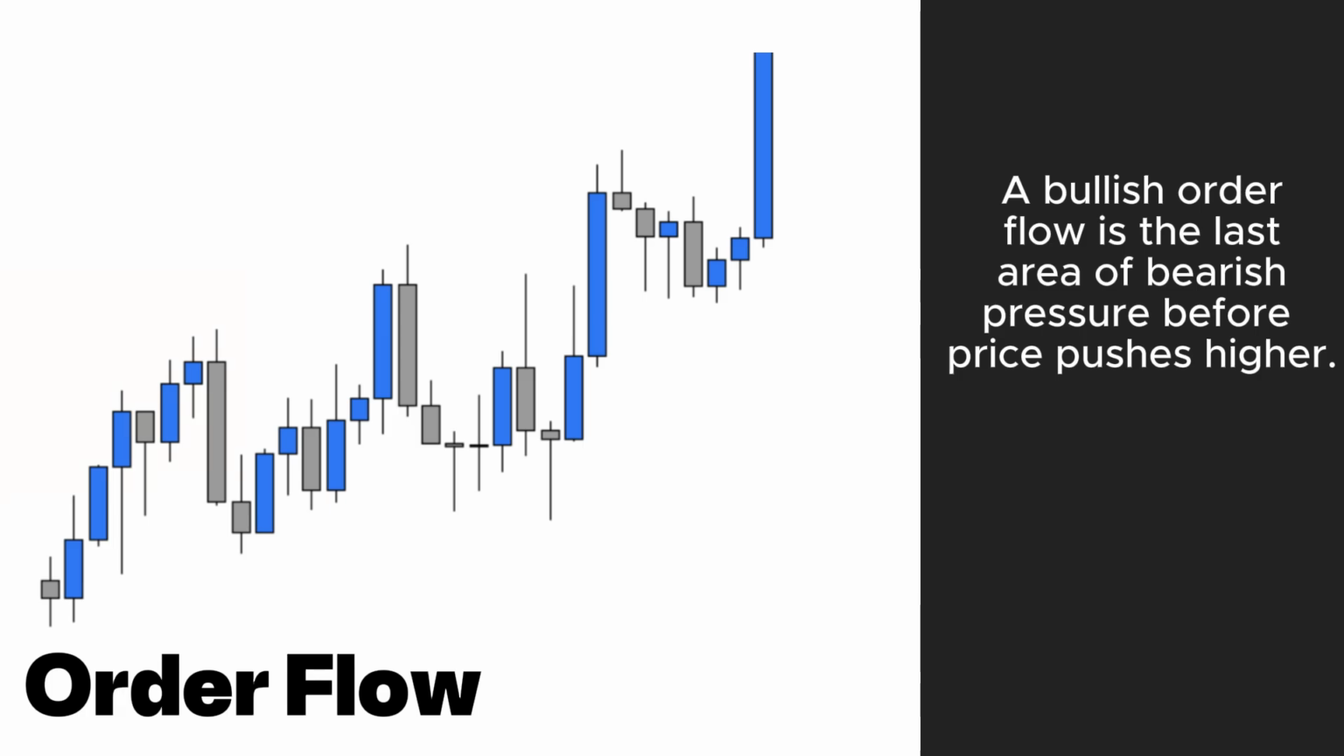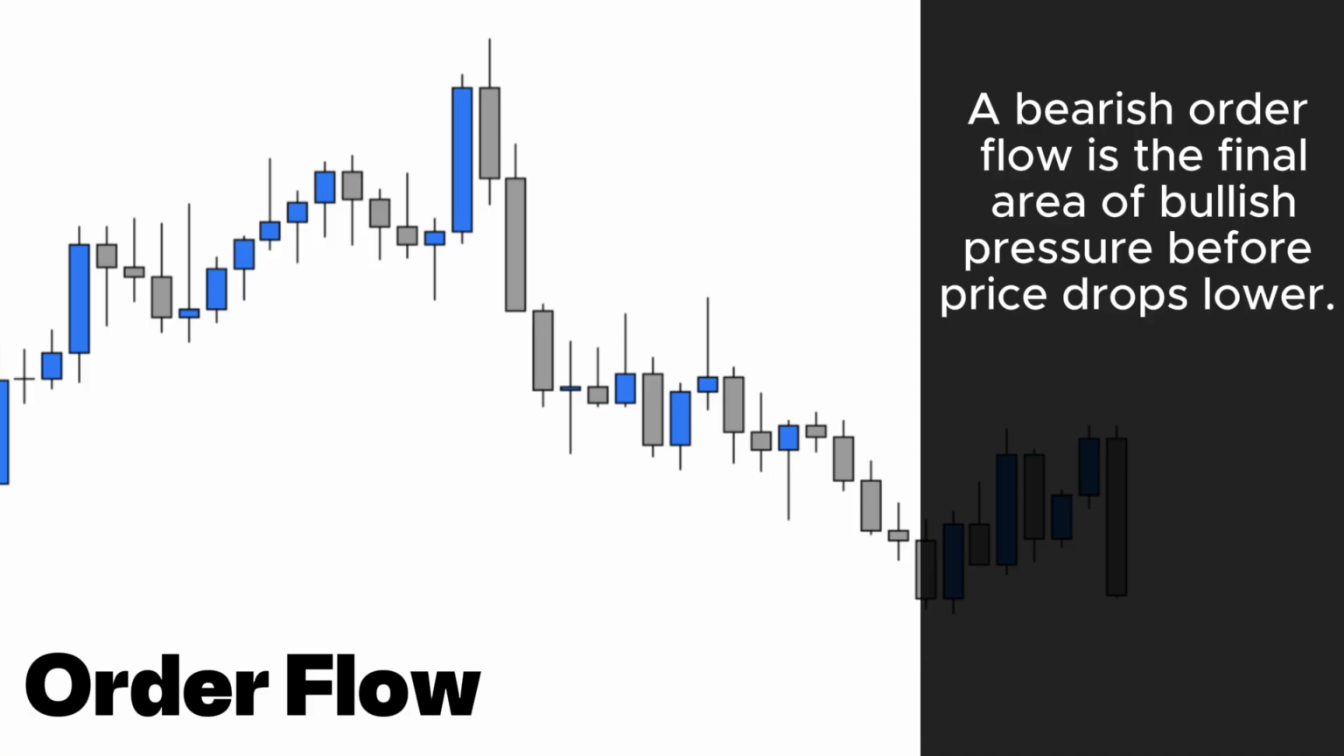A bullish order flow is the last area of bearish pressure before price pushes higher, and a bearish order flow is the final area of bullish pressure before price drops lower. These zones are extremely important in smart money trading and act as major supply and demand areas.